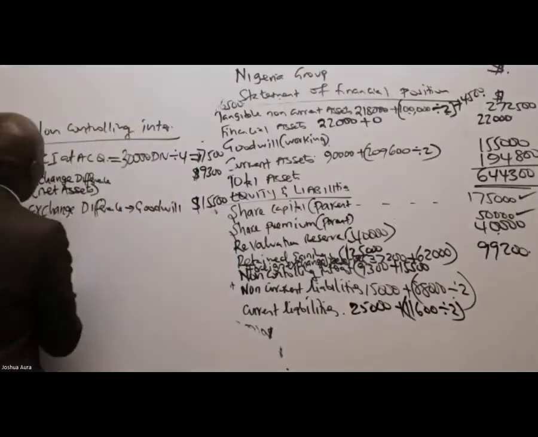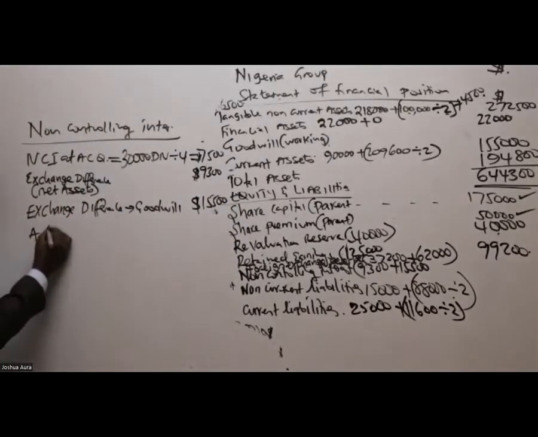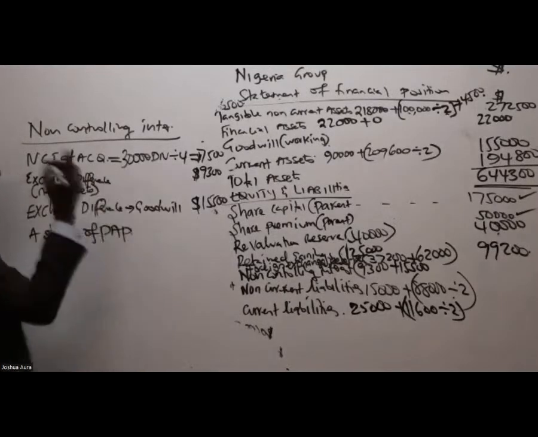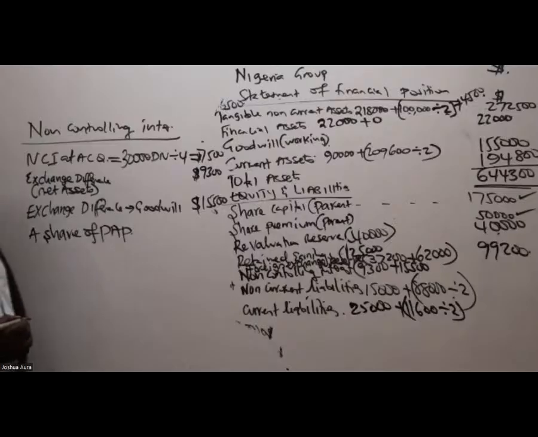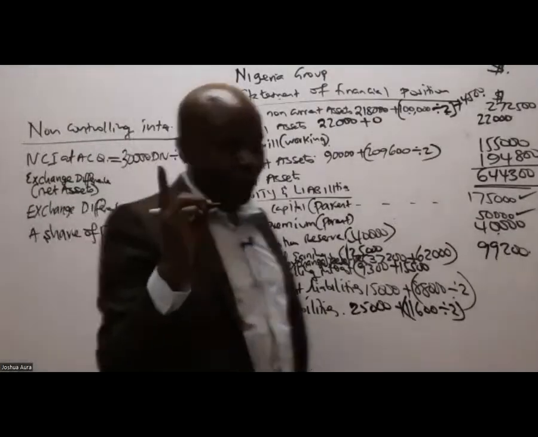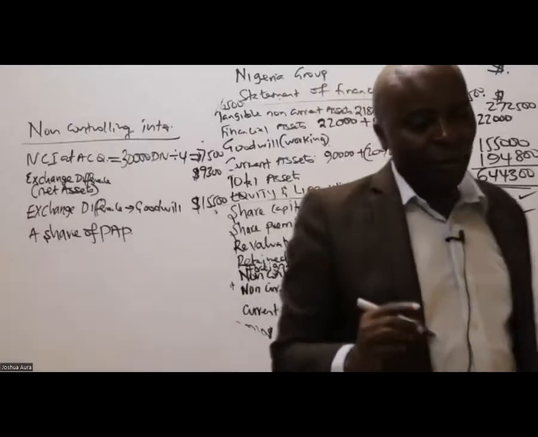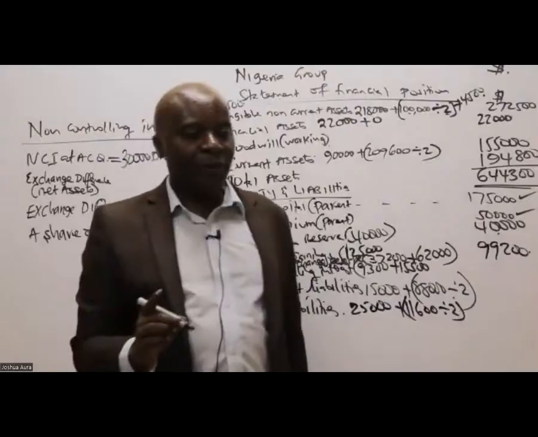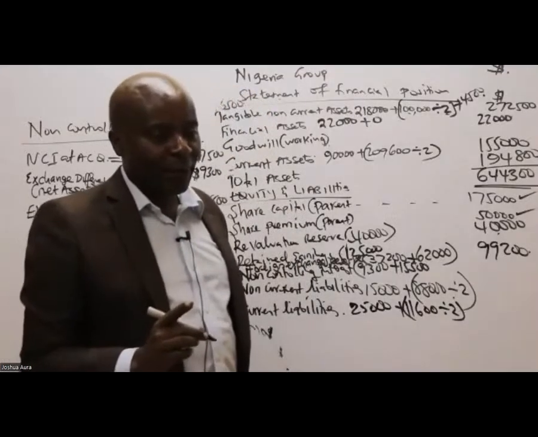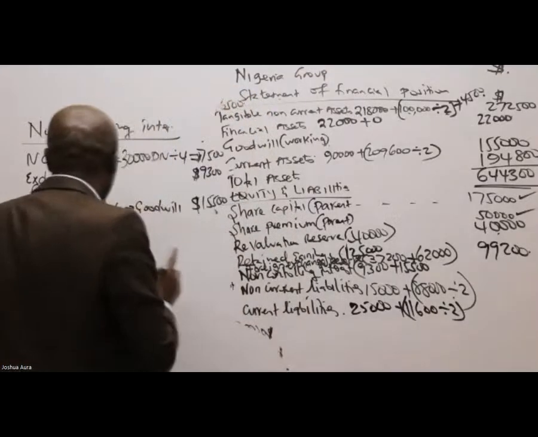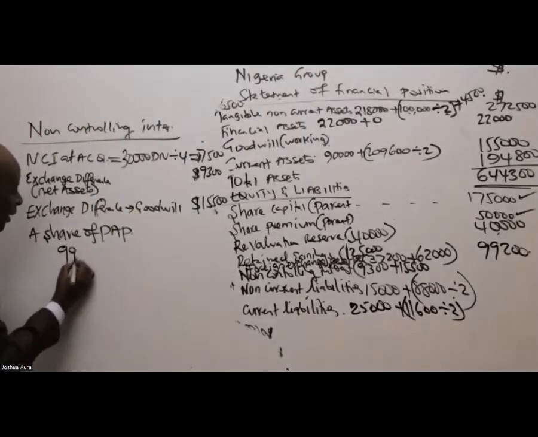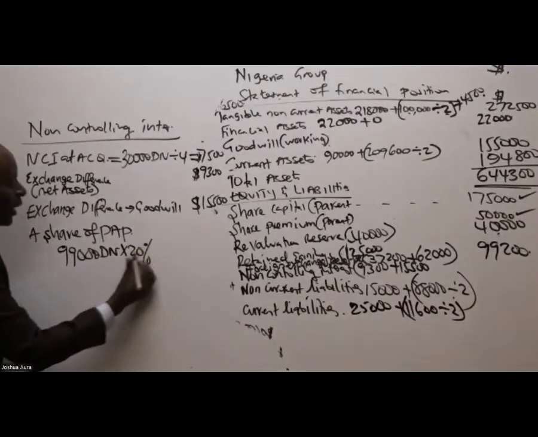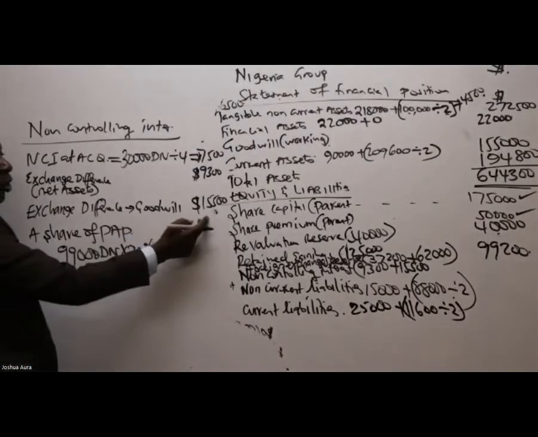Also, these guys must always get what here? A share of PARP. They must always get a share of PARP. So is there anybody who is able to remember our PARP figure? It was in DNs. Our PARP figure, 99,000 DNs. So of these 99,000 DNs, we are only giving them their share. But again, remember, this has to be retranslated to get into dollars.